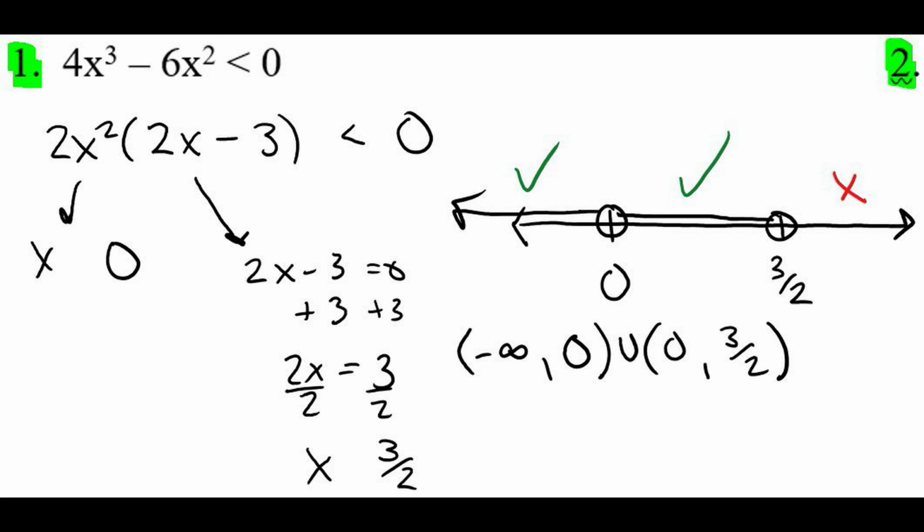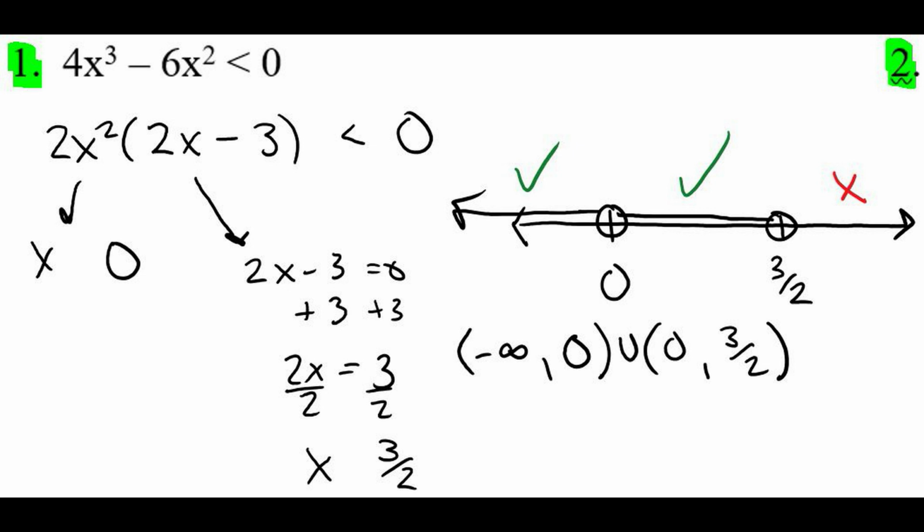From here, you have to test each region to figure out where your answers are. So I plugged in a number that was really, really negative, and you end up with an answer that's negative, and that's less than 0. So I said that works. In between these 2 numbers, I plugged in a 1, and you end up getting 4 minus 6, which is negative 2, which is less than 0, so that's good. So I said that region works. And then last, I tested a really big number, a number that's bigger than 1.5.